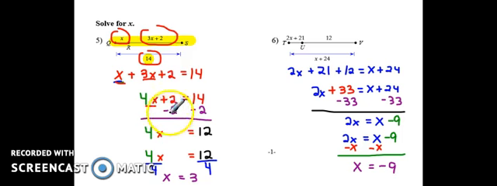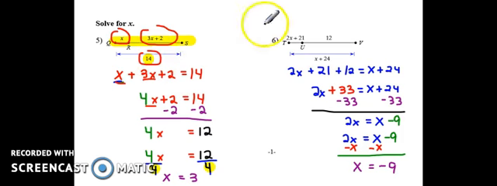I want to get rid of that 2 because I want x by itself, so I'm going to go minus 2 from both sides. So I got 4x equals 12. I am going to divide each side by 4, so I get x equals 3. To check to see if this is correct, I can plug it back into the equation. So I get 3, and then I get 3 times 3 is 9, plus 2. Add those all together, and I get 14.